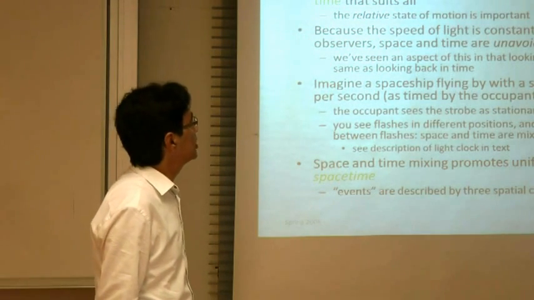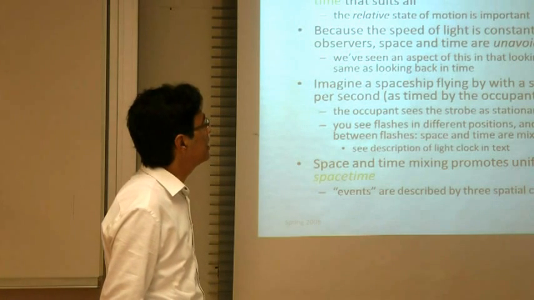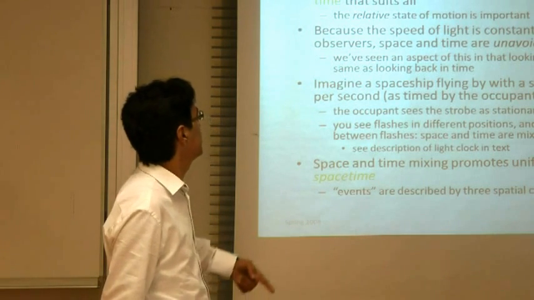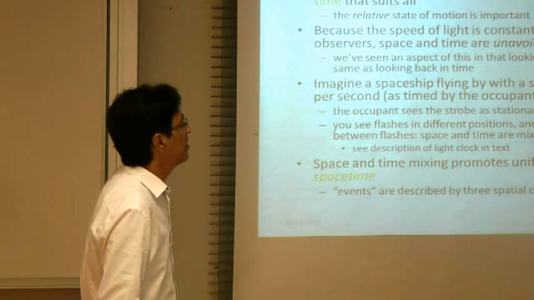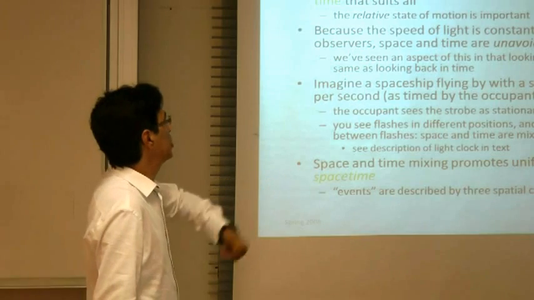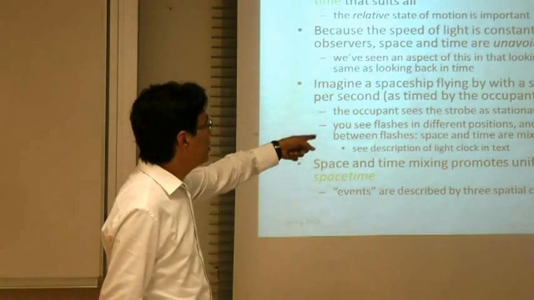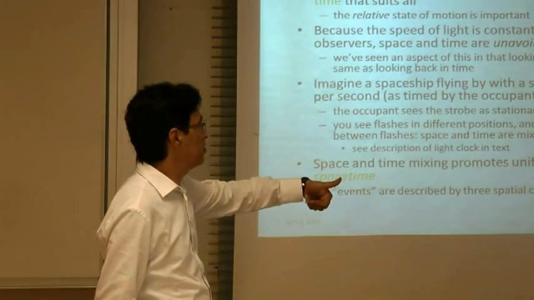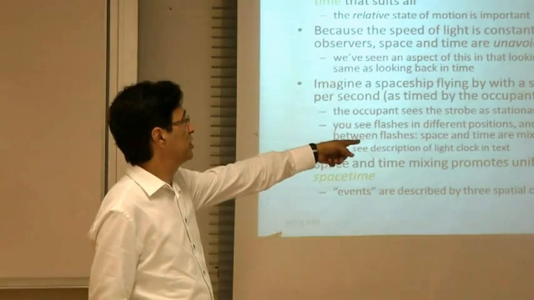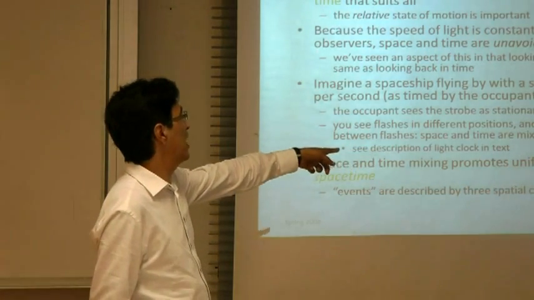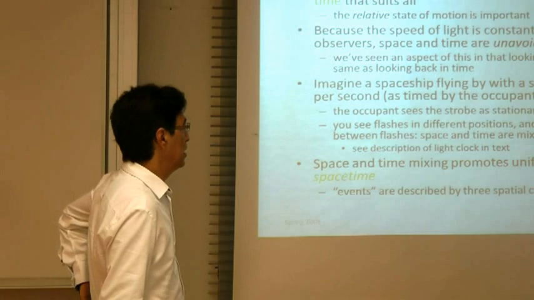For all observers, space and time are unavoidably mixed. We have seen an aspect of this in that looking into the distance is the same as looking back in time. Imagine a spaceship flying by with a strobe flashing once per second as timed by the occupant. The occupant sees the strobe as stationary. I'm stationary here. You see flashes in different positions and disagree on the timing. Between flashes, space and time are mixed. See description of light clock in text.